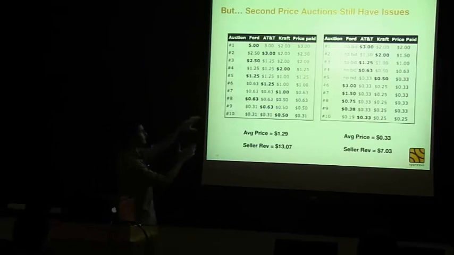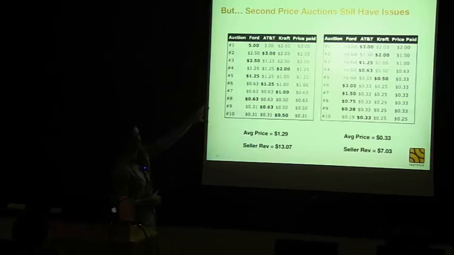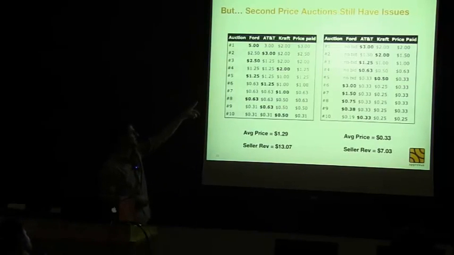So I modeled this out. Here's a very simple example of this happening. Here we have Ford, AT&T, and Kraft, and this is the number of times they've seen the same user over and over again. The first time they all see a user, Ford bids $5, AT&T bids $3, and Kraft bids $2. So Ford's going to win that auction. They bid the most, and they're going to pay the second price, which is what AT&T bid, $3.